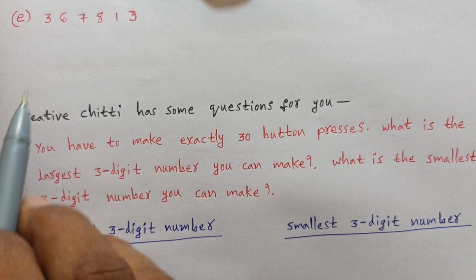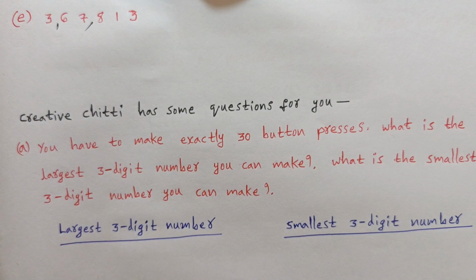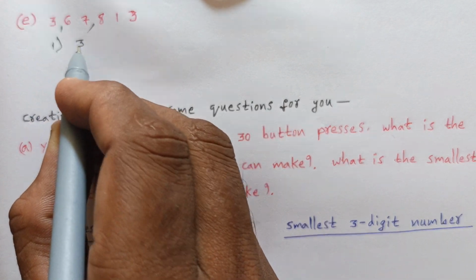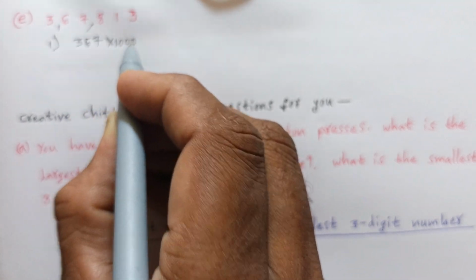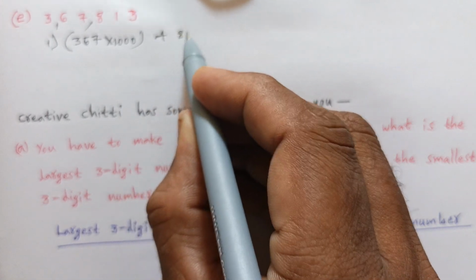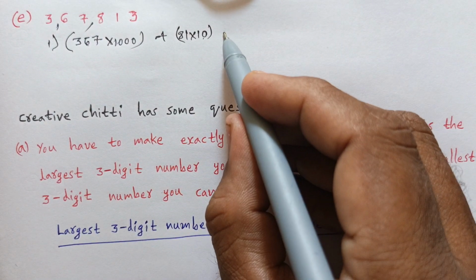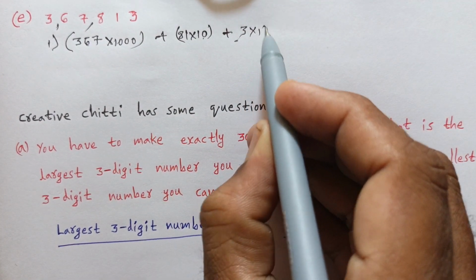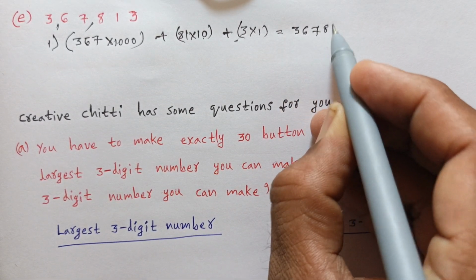In this, the last number given is E bit, 3,67,813. So first method I am taking like this: 1000 button 367 times we have to press. Then 81 into 10. That means 10 button 81 times. Next 3 into 1. So you will get the result like this: 367,813.